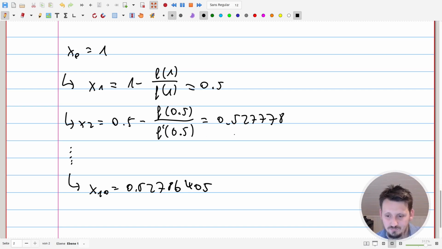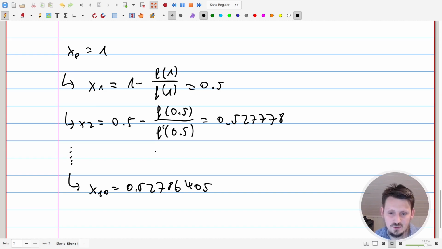0.52786405. And this is already very close to x2, so you will see that it converges quite quickly. After a few iterations, you have already a result which is very close to the analytic value. And even the first one is not so far away. So if you want a very rough estimation of where the root might be, then maybe even 1 or 2 iterations should be sufficient. But as I said, it works quite well.